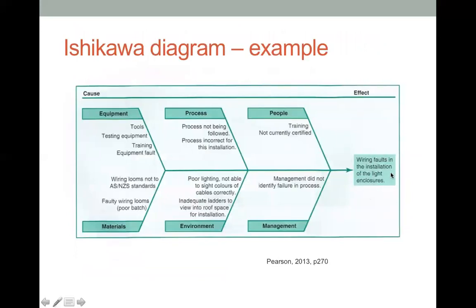So here, wiring faults in the installation. What could be the causes? What are the possible causes? From a people perspective, probably because of inappropriate training, or the training is not enough. And the management did not identify the failure in the process, and so on and so forth. They are basically our risk events.